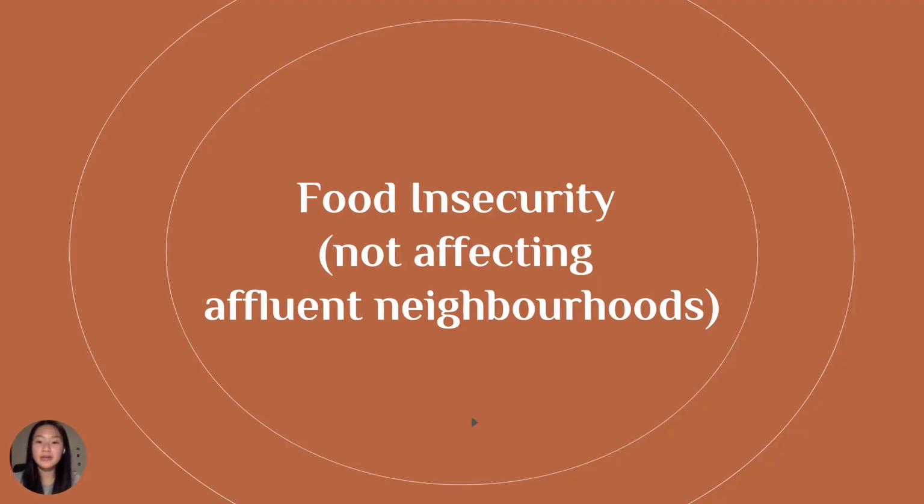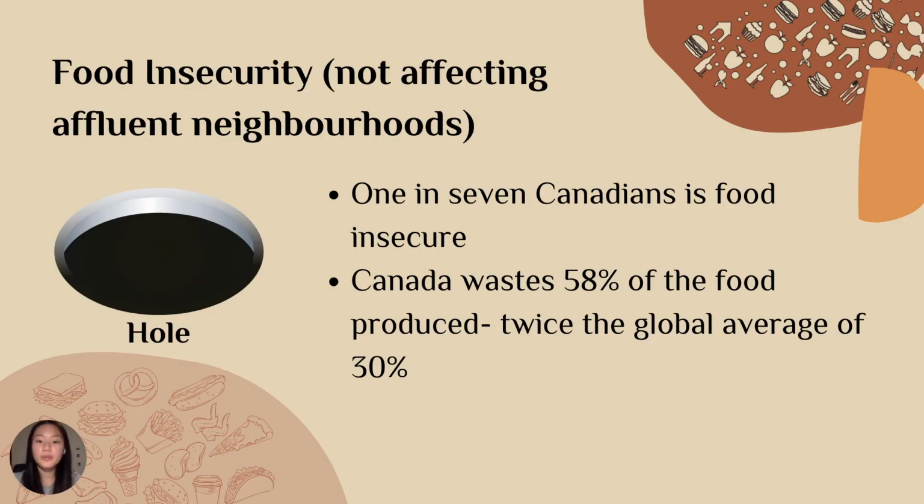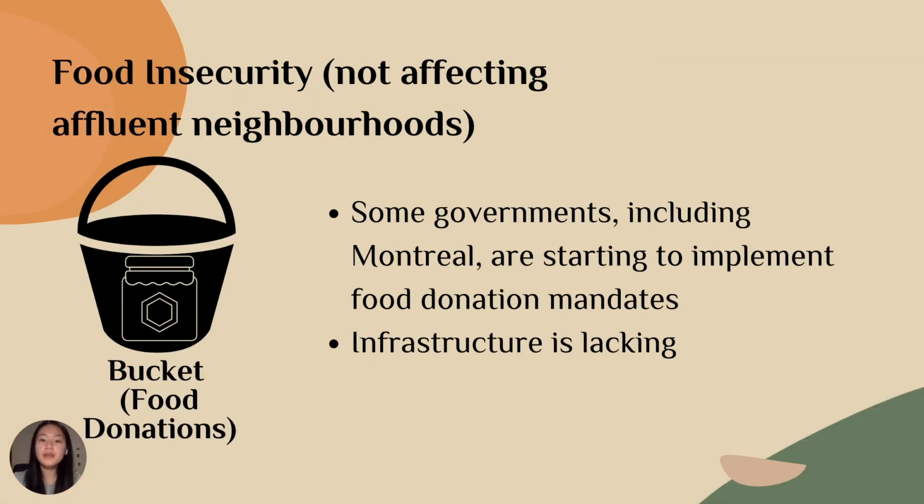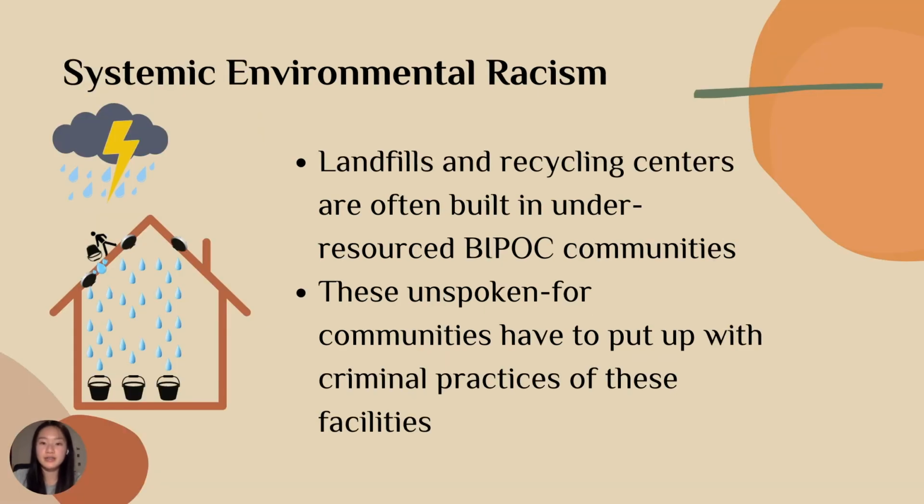Lastly, let's talk about food insecurity, which does not affect affluent communities. Over 4 million Canadians, including 1.4 million children, struggle to access healthy food, all while we as a society throw away more food than what we can eat. However, to redirect all of Canada's food surplus from landfills to food insecure communities, we would need 10,000 organizations the size of Second Harvest, which is Canada's largest.